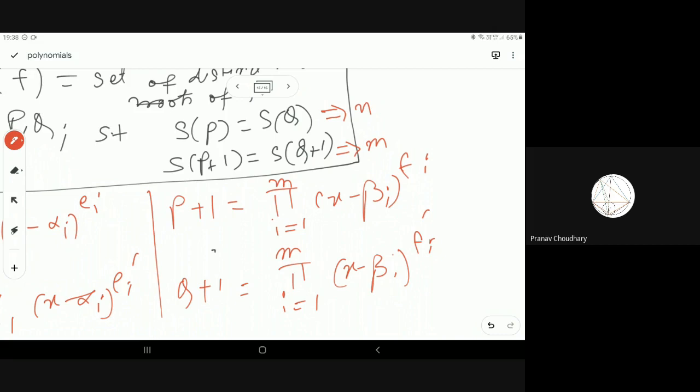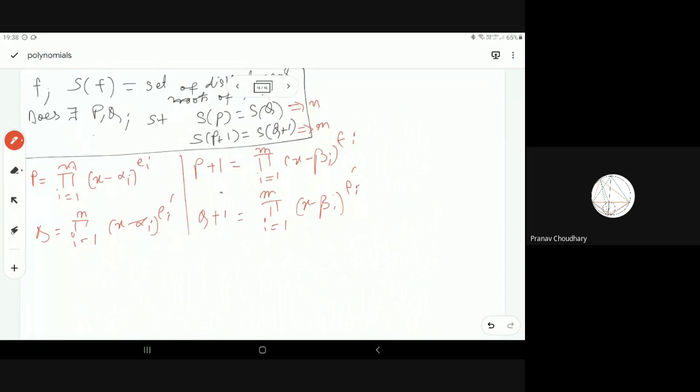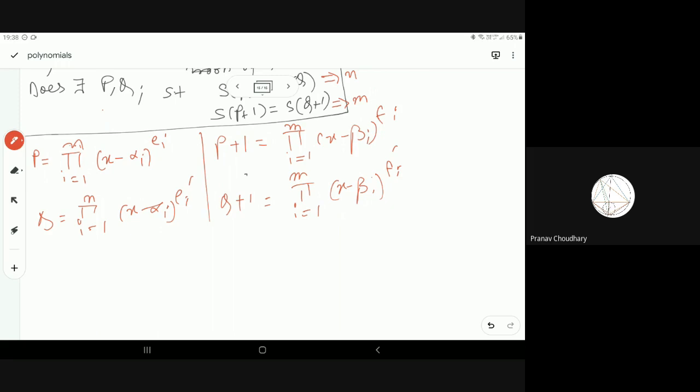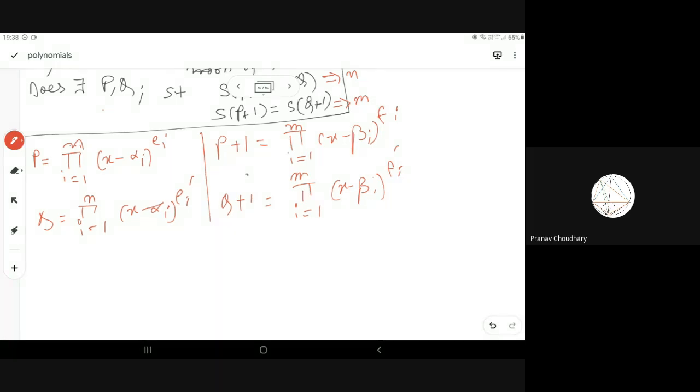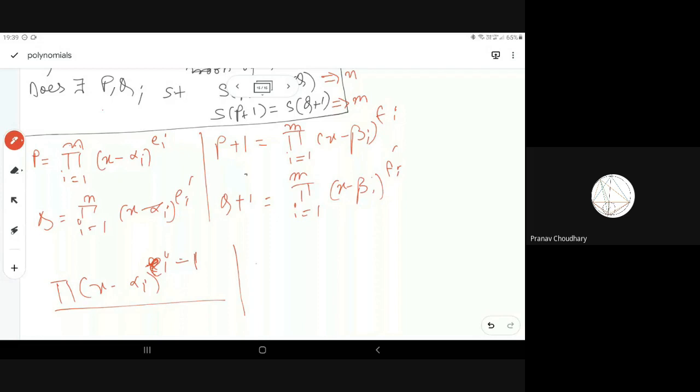So first thing, one thing you note is that both p and p plus 1 share the same derivative, right? And p and p plus 1 cannot have any root in common, because they're separated by 1, right? So once again, if we take the derivative of p and p plus 1, on one hand, by taking the derivative of p, you know that the product of x minus alpha i to the e i minus 1 must divide p dash. And similarly, taking the derivative of p plus 1, you know that the product of x minus beta i to the f i minus 1 must divide p dash, right?